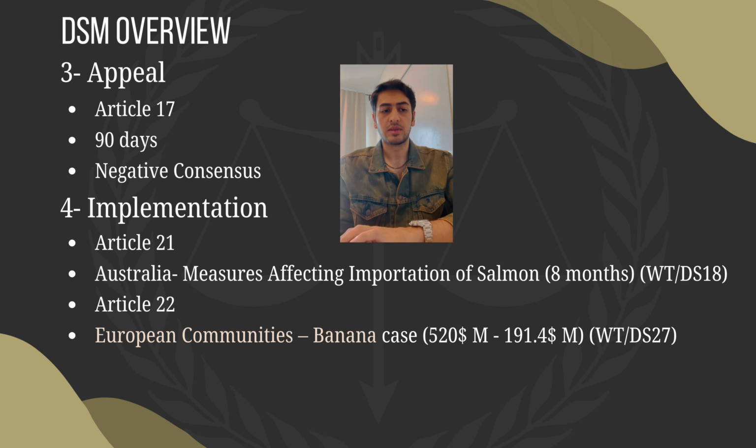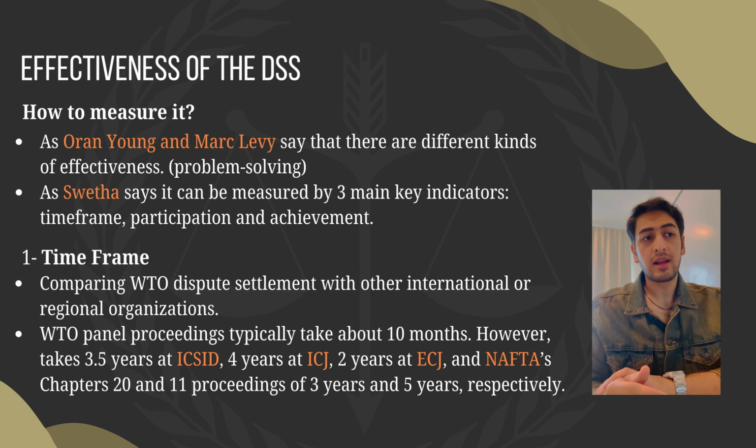Arbiters often reduce compensation claims, as seen in the European Community's banana case, where the U.S. proposed a retaliatory payment of $520 million, but arbiters reduced it to $191.4 million. As Warren Young and Mark Levy say, there are different kinds of effectiveness, such as problem-solving, legal, economic, normative, and political effectiveness. The most important kind of effectiveness when it comes to dispute settlement is problem solving.